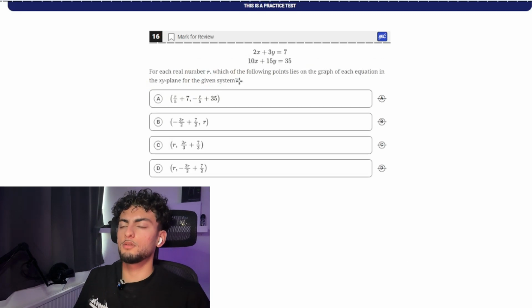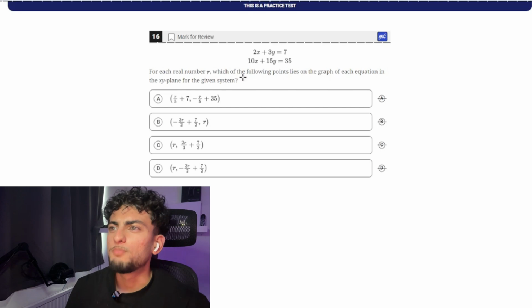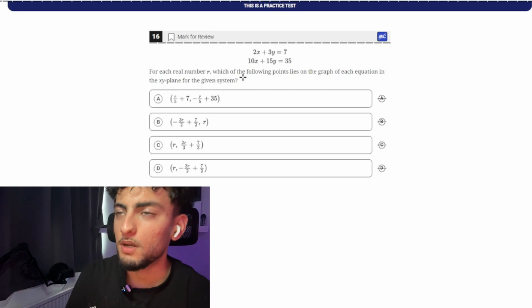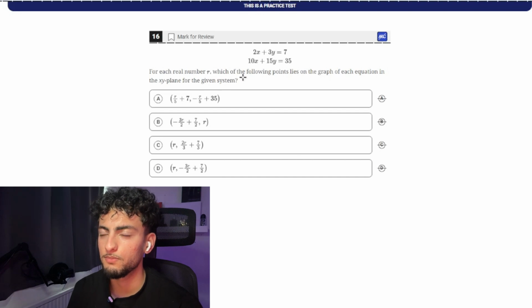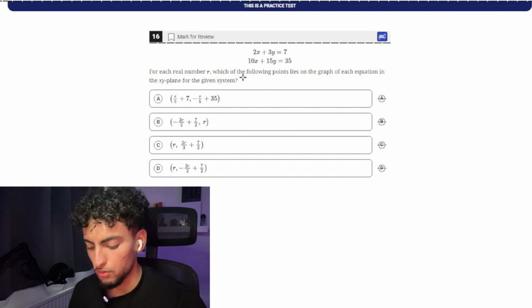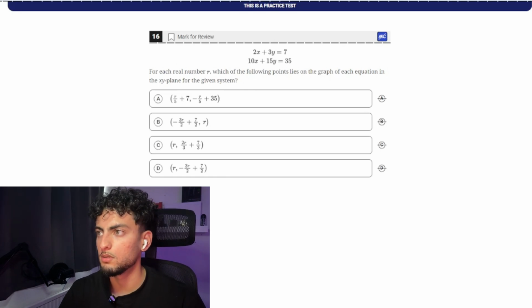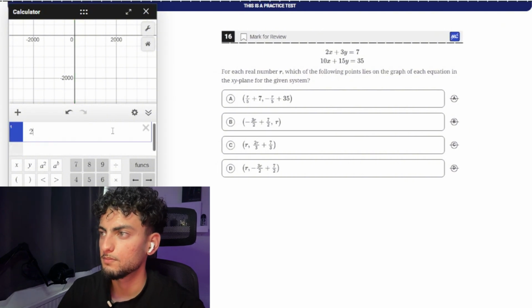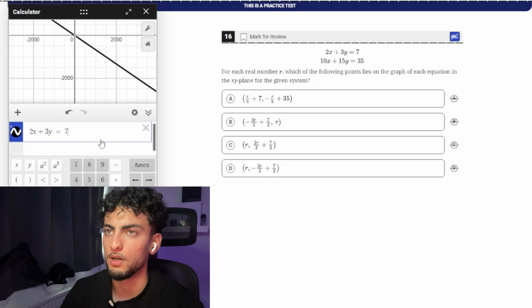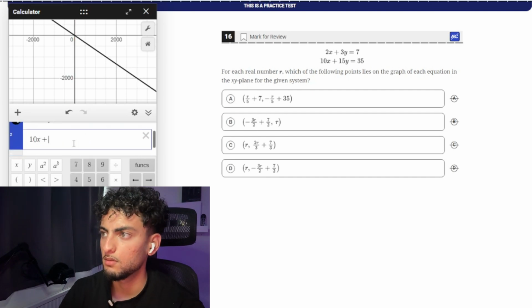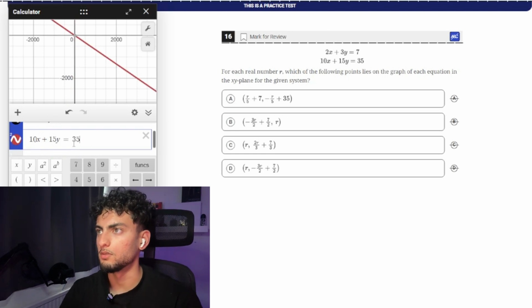Which of the following points is... There's parametrics? Okay, there's parametrics. That's nice. Let's let x equal 1. That means that... Oh no, I don't want to do it like that, do I? Let me first see. Is it infinite solutions? I think it is, because otherwise you couldn't do it parametrically, right? Oh, it is just the same line.